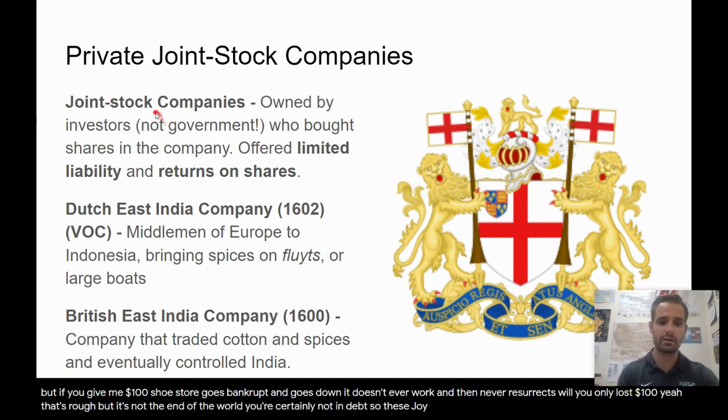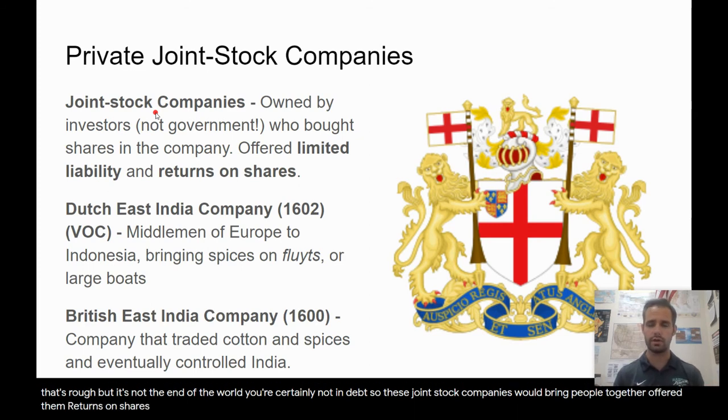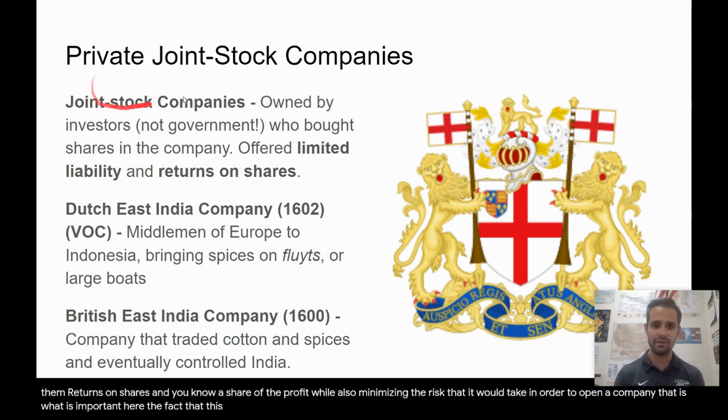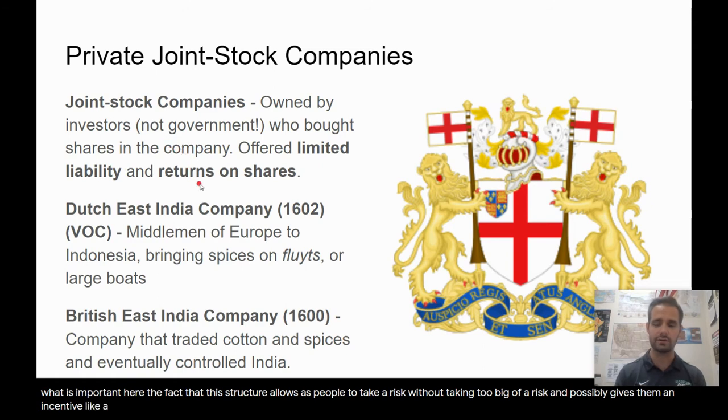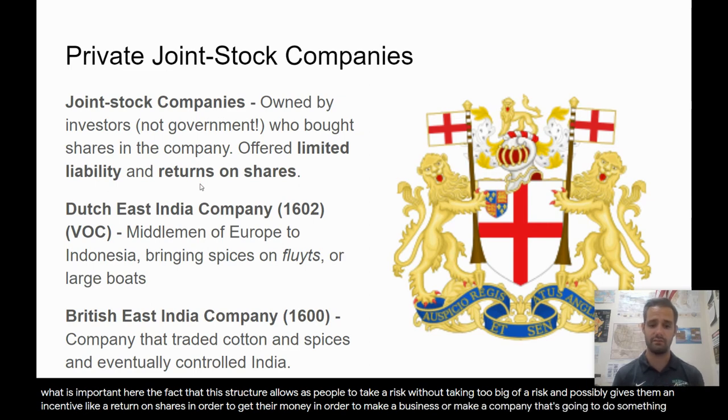So these joint stock companies would bring people together, offer them returns on shares and a share of the profit, while also minimizing the risk it would take to open a company. That is what is important here: the fact that this structure allows people to take a risk without taking too big of a risk, and gives them an incentive, like a return on shares, to put their money into a business or company that's going to do something that benefits people.